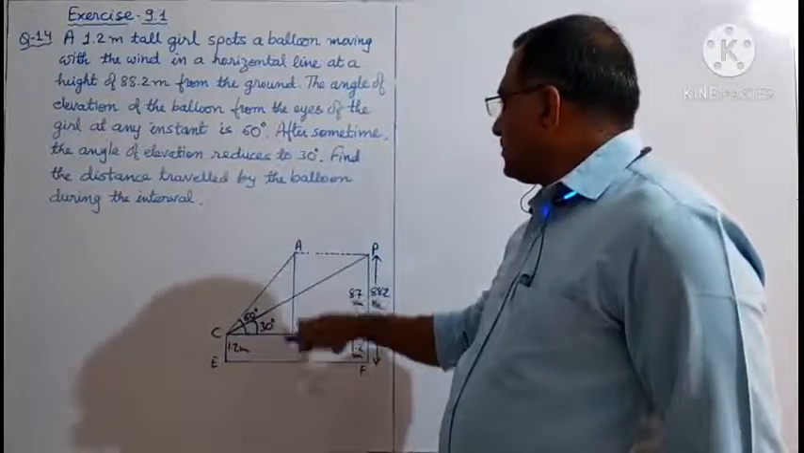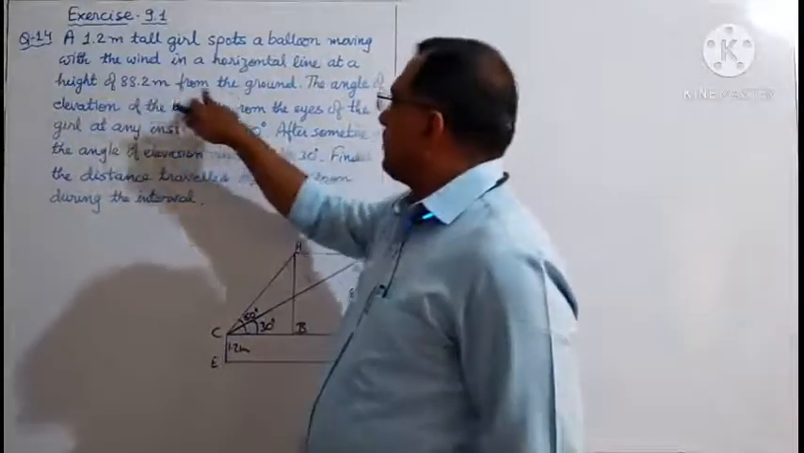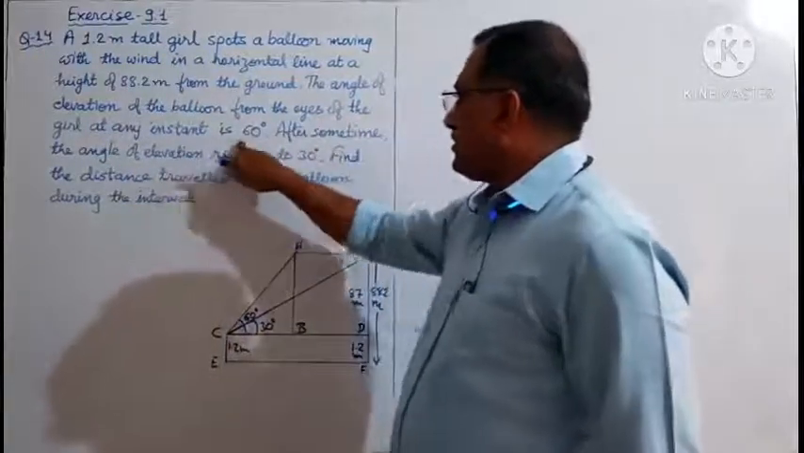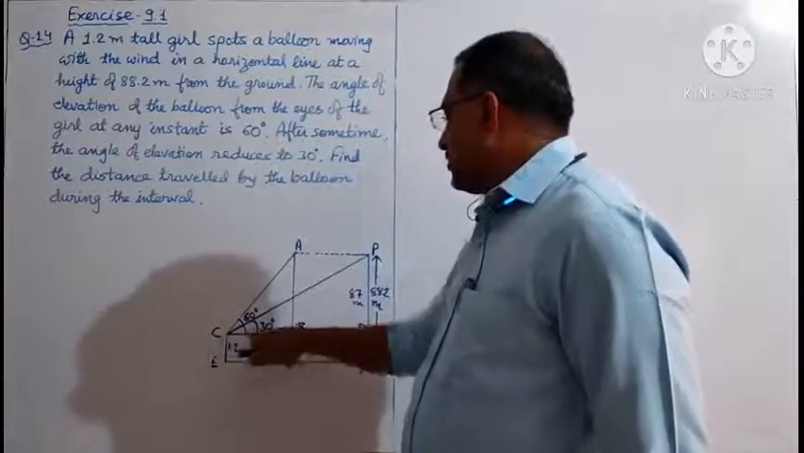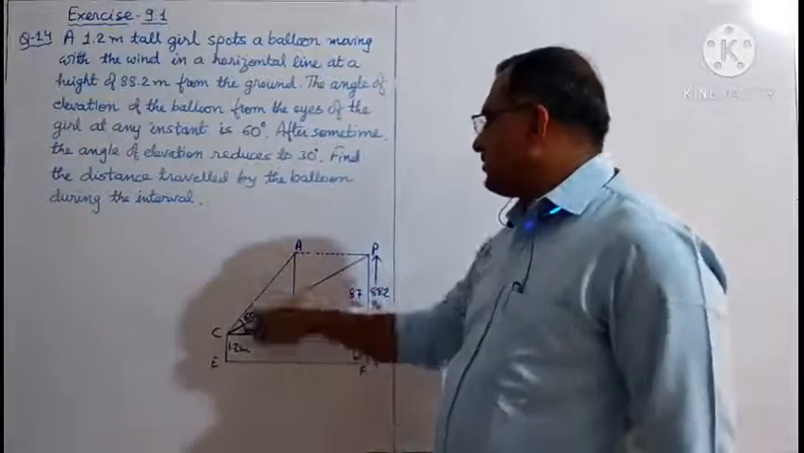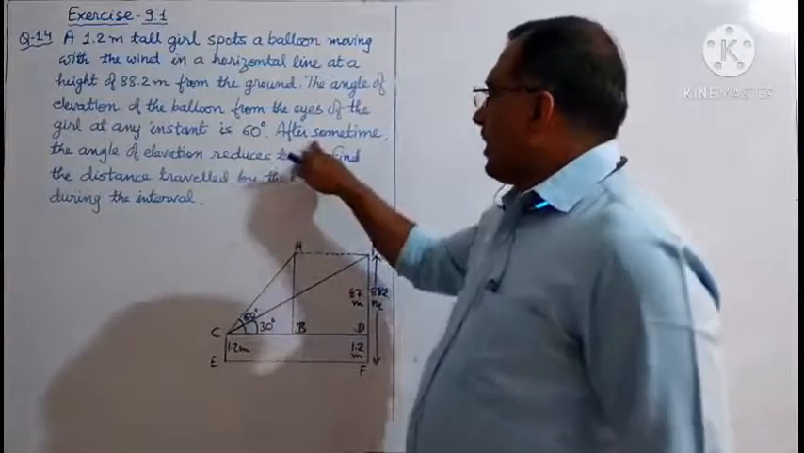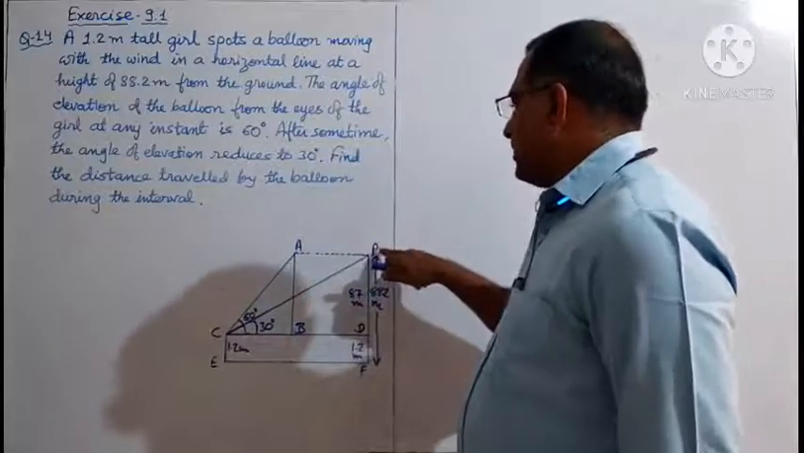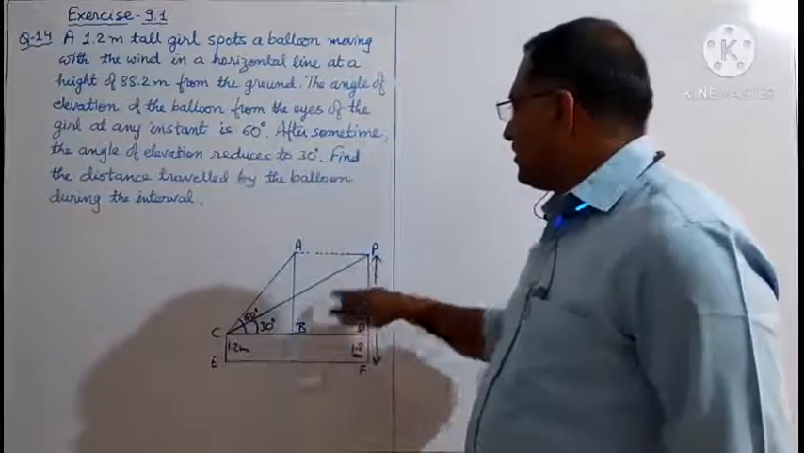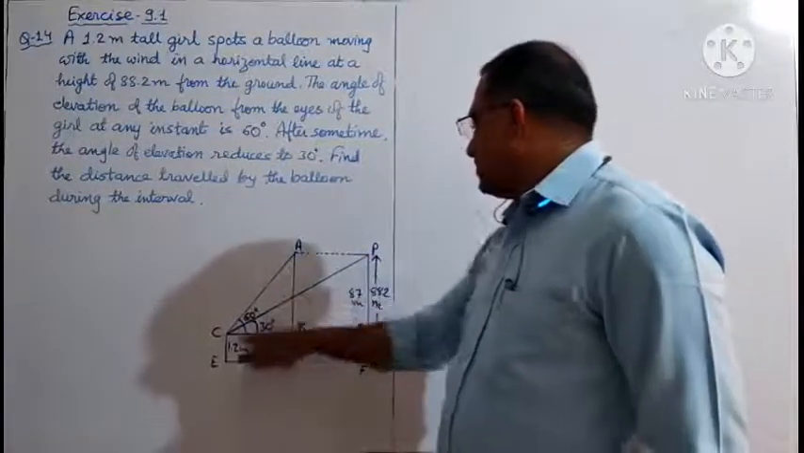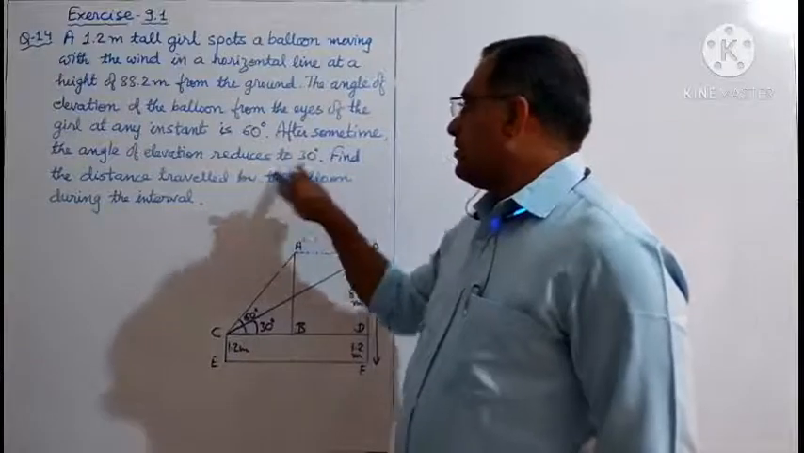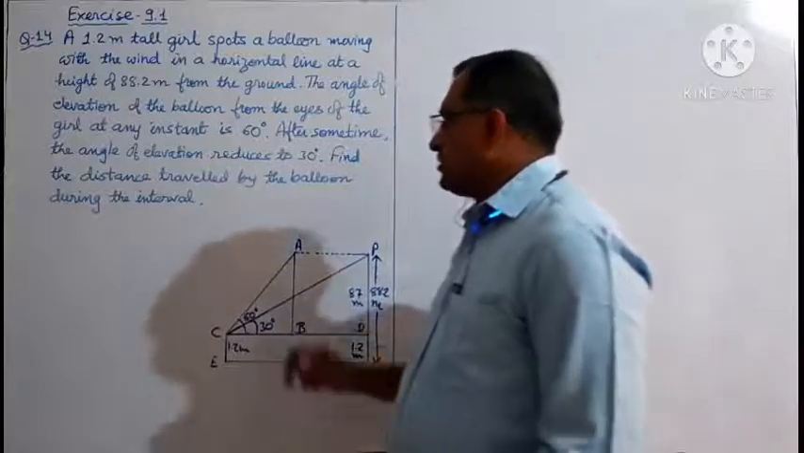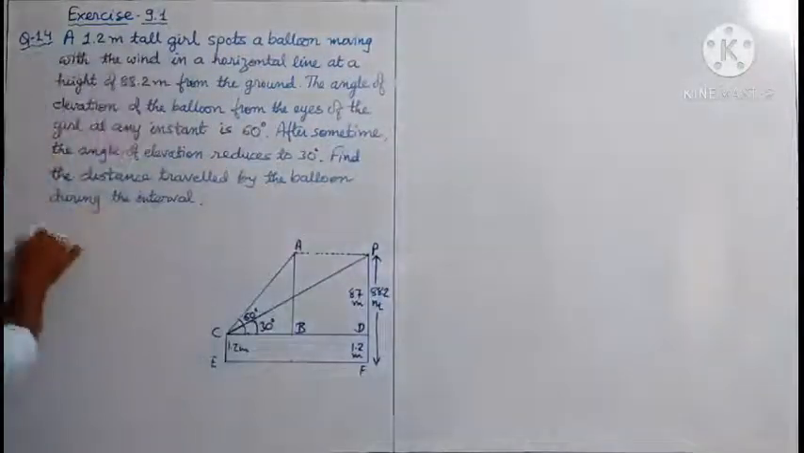So here this is height 88.2 meter from the ground. The angle of elevation of the balloon from the eyes of the girl at an instant is found to be 60 degree. This is the horizontal ray, and this is the ray of vision. So the angle of elevation was found to be 60 degree here. After some time, the angle of elevation reduces. The balloon moves in the horizontal path A to P. Now the angle of elevation reduces to 30 degree. You can see that is 30 degree. So that is angle PCD, 30 degree. Then find the distance travelled by the balloon, that is equal to AP, and that is equal to BD, during this time interval. So let us solve this.